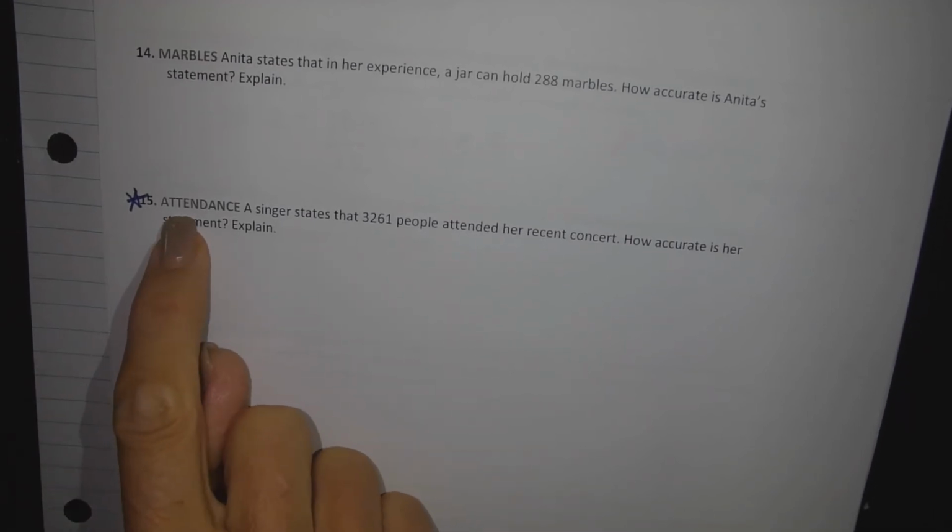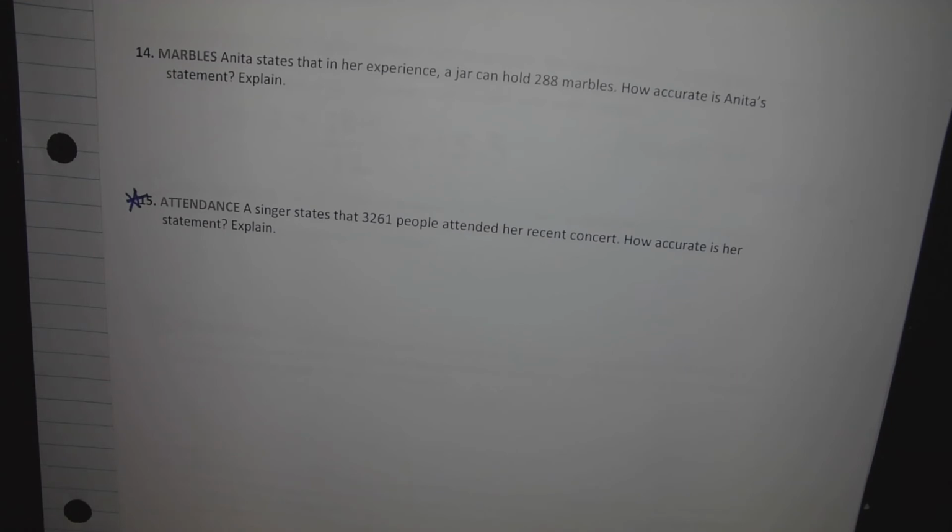This problem is called attendance. A singer states that 3,261 people attended her recent concert. How accurate is her statement? Okay.